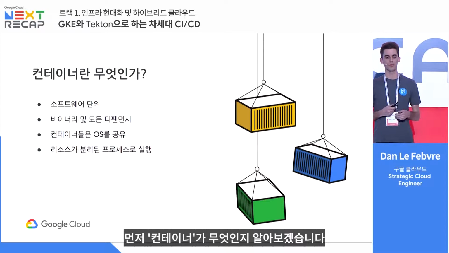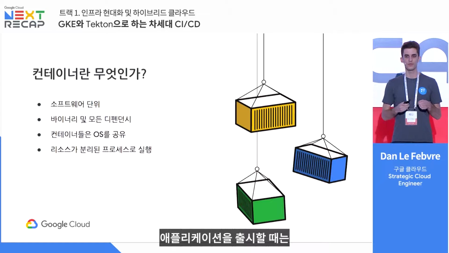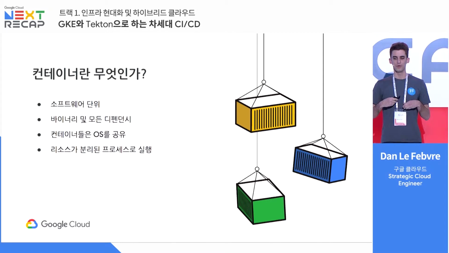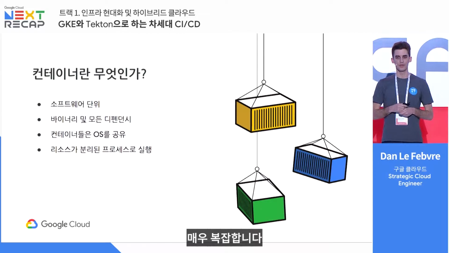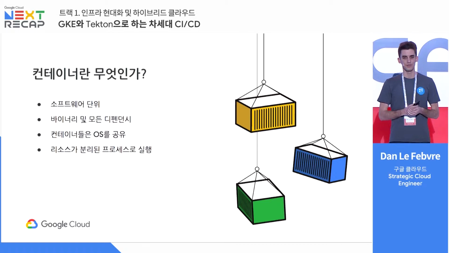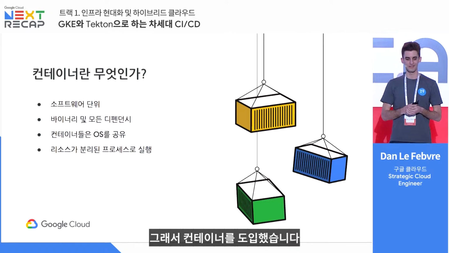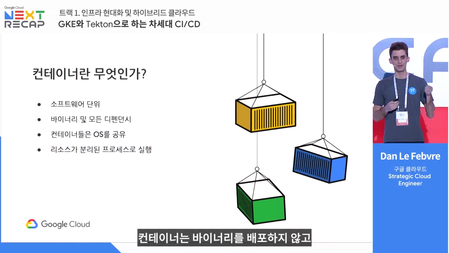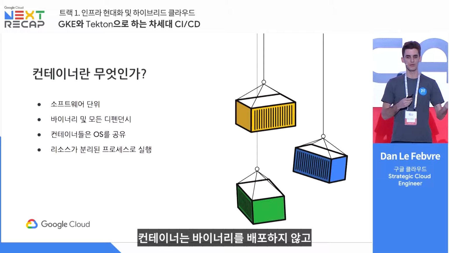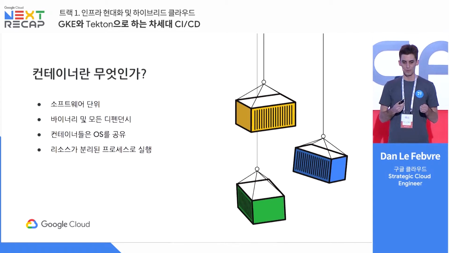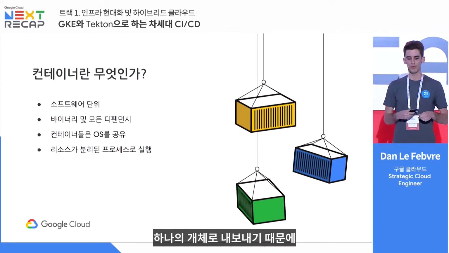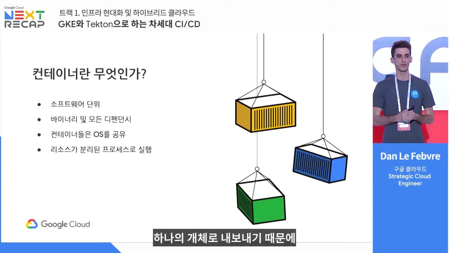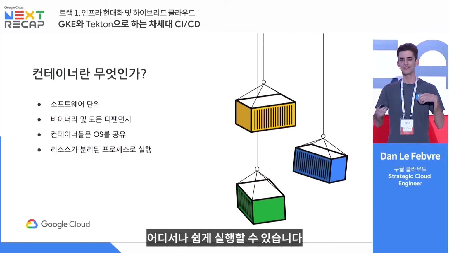So we'll start with what are containers. Often, when you're shipping applications, you'll have a web of dependencies, system-specific code, and it can be a mess. So we introduced containers. Instead of just distributing binaries, we package up the binaries with all the dependencies and the configs, and we ship them as a single object, making it easy to run anywhere.